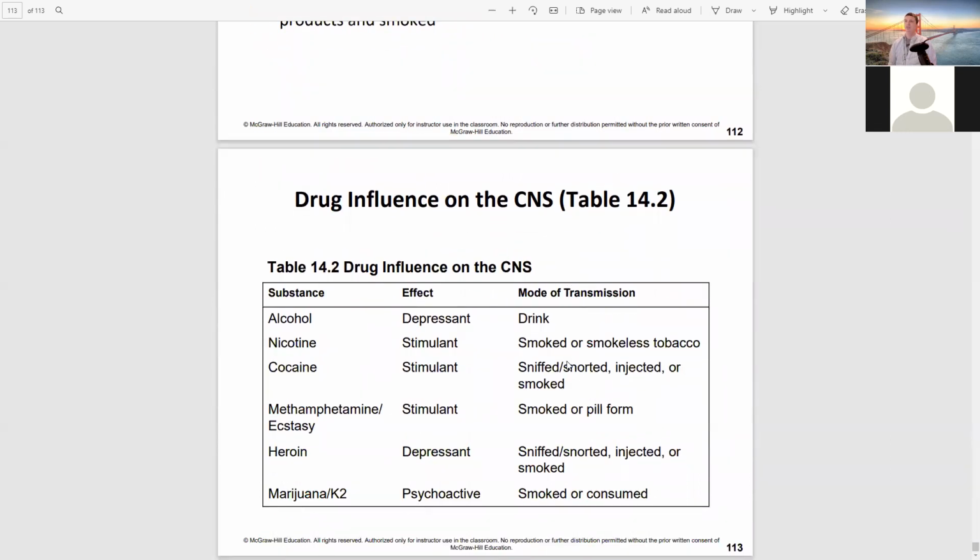So, drugs that influence the CNS. We have alcohol, which is a depressant that you drink. We have nicotine, which is a stimulant, which is usually smoked. Cocaine is also a stimulant, which is sniffed, snorted, injected, or smoked. Then we have methamphetamine and ecstasy, which are stimulants. These can be smoked or in pill form. We have heroin, which is a depressant, which is sniffed, snorted, injected, or smoked. And then we have marijuana and K2, which are psychoactive, smoked or consumed.